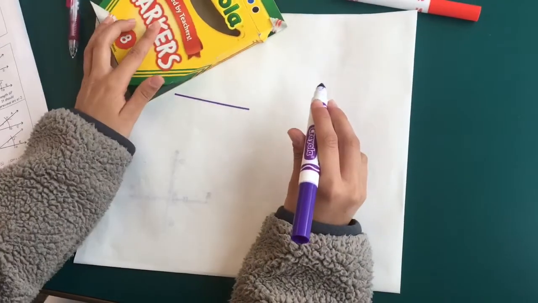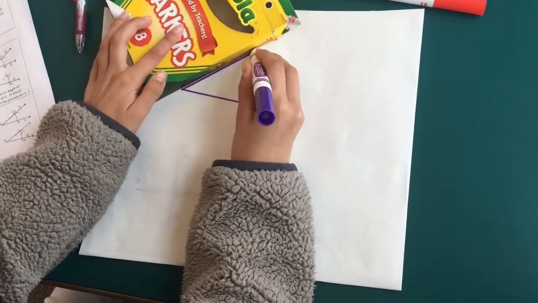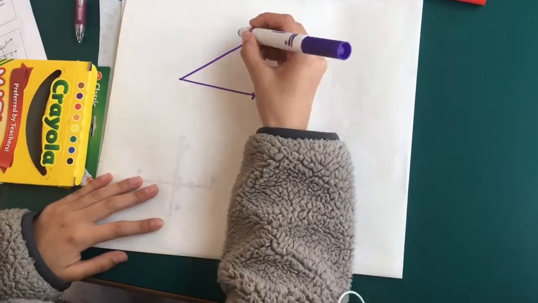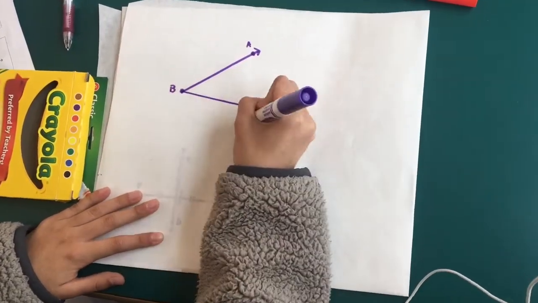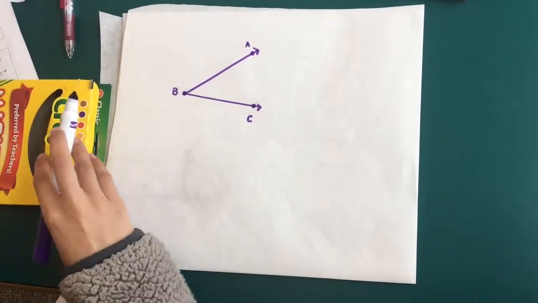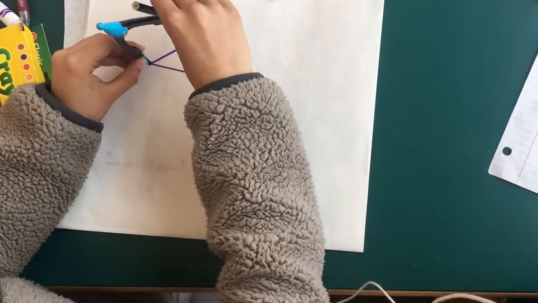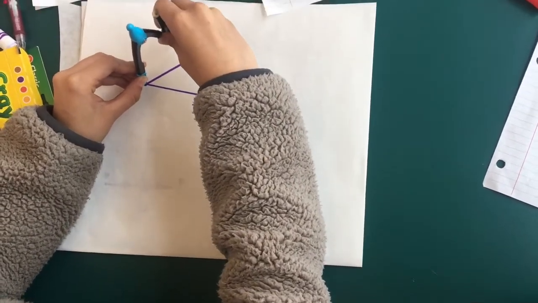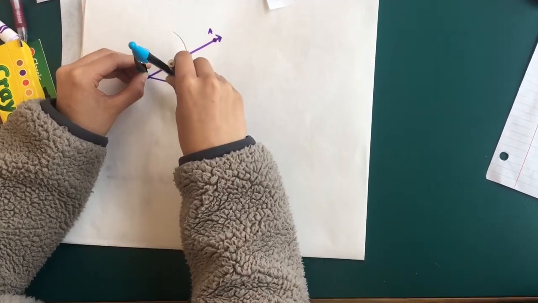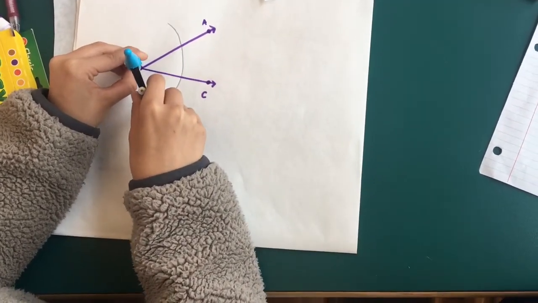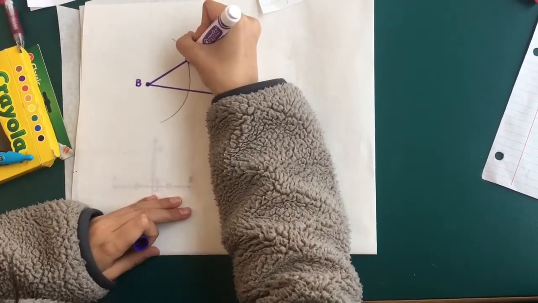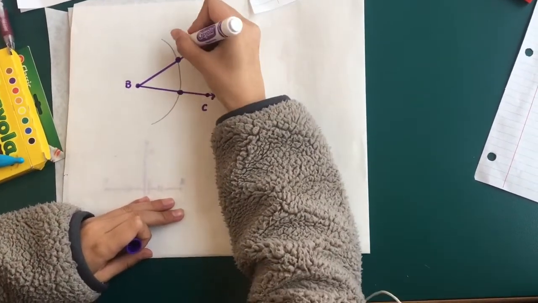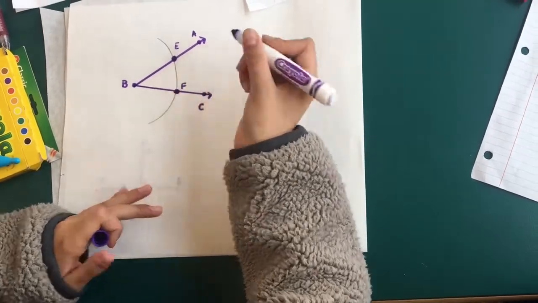First, you want to start off by creating an angle, and then mark your points with any variable. I chose A, B, and C. Then get a hold of your compass and put the sharp point of the compass on point B and make an arc that crosses both rays. Now mark the points of intersection with labels E and F on each one.